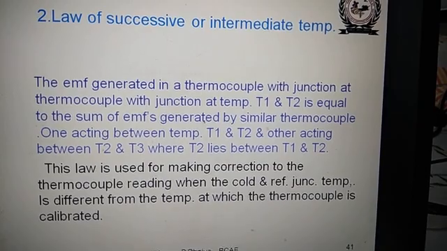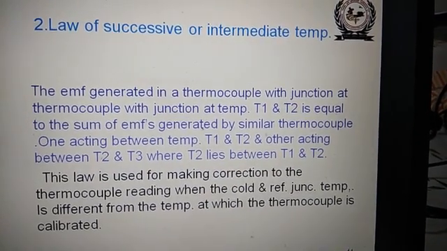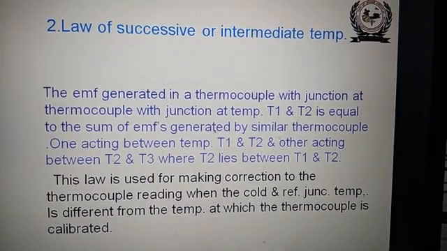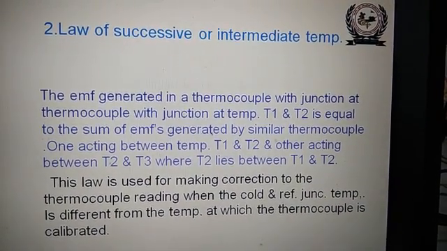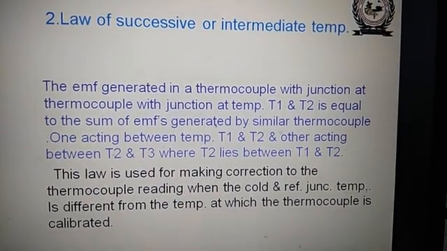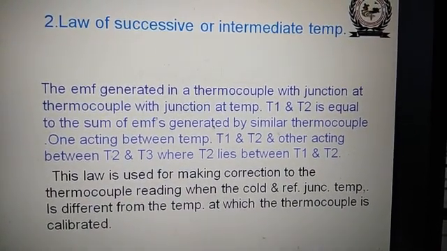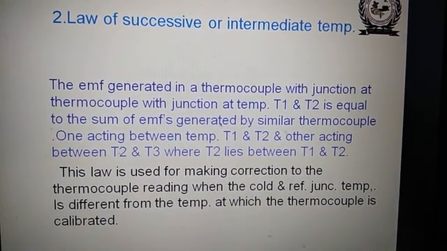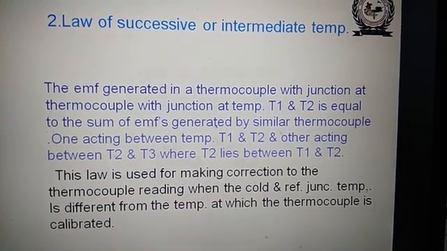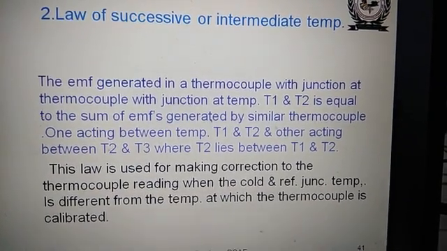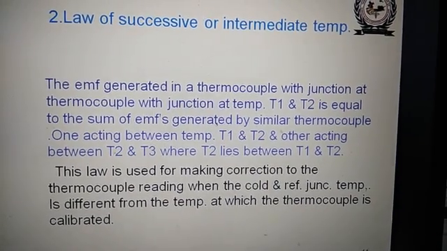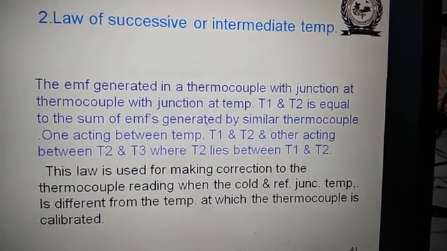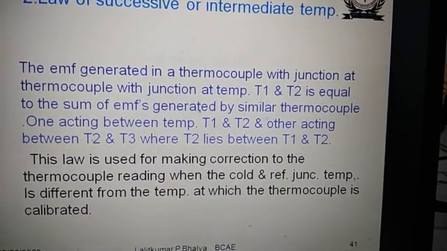The EMF generated in a thermocouple with junctions at temperatures T1 and T3 is equal to the sum of the EMFs generated by similar thermocouples, one acting between temperatures T1 and T2, and the other acting between T2 and T3, where T2 lies between T1 and T3. So for this law, we have to take two thermocouples.